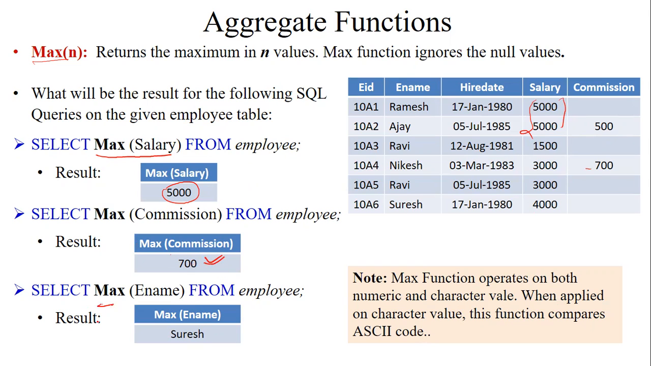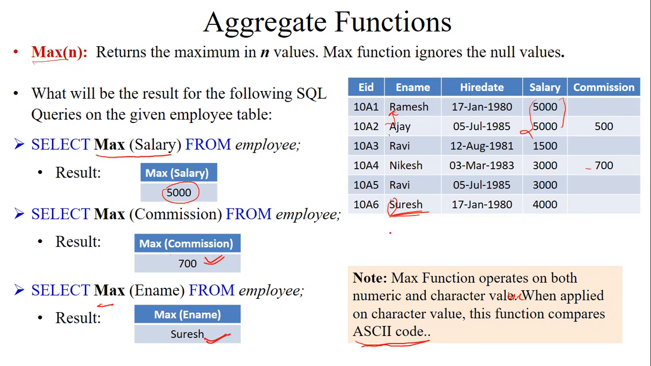You can apply max and min functions on character values also. It will return the maximum name. Like here you can see Ramesh, Ajay. It will first compare the first letter. The ASCII value of the first letter of the name Suresh will be high in comparison to the others, so Suresh will be considered the maximum name. That's why we are getting Suresh here. The max function operates on both numeric and character values. When applied on character values, this function compares the ASCII codes.